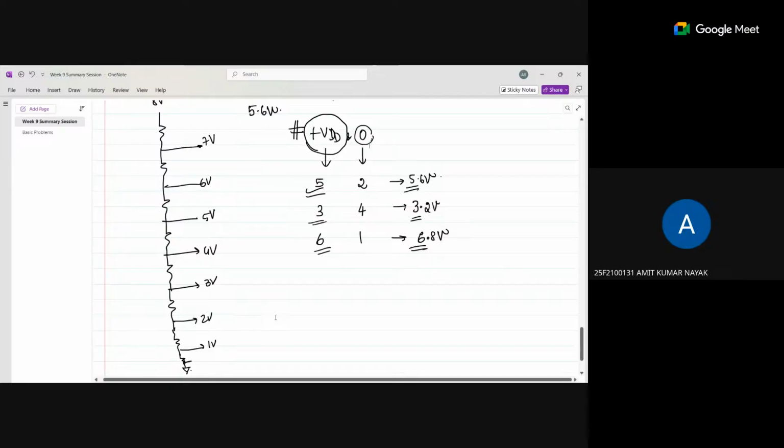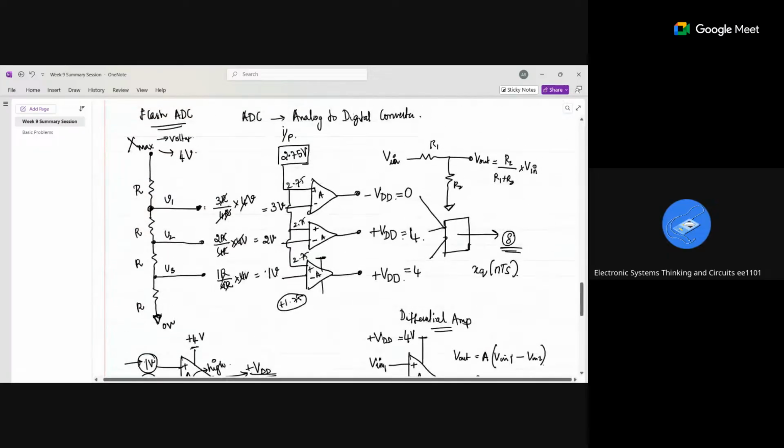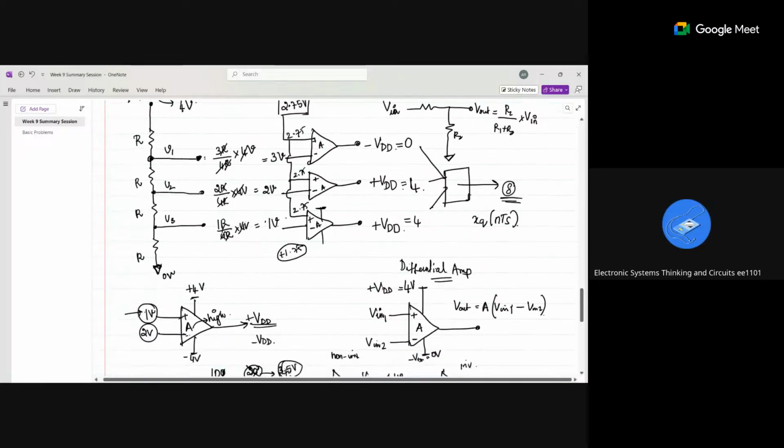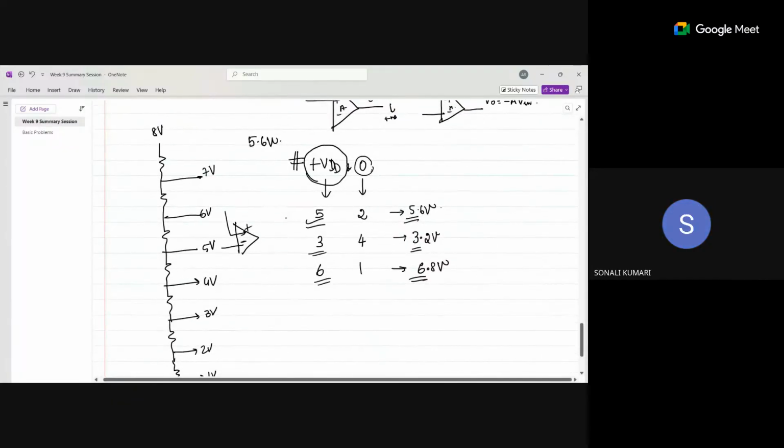Ma'am, if we subtract 5 minus 5.6, it gets negative. So the plus VDD is 4 and 0 is 3. I'm actually feeding this 5 volts to the negative terminal, right? 5.6 will be fed to the positive terminal, so 5.6 minus 5. That's how we did here, right? See, the input is fed to the positive terminal and this voltage divider circuit is fed to the negative terminal. Is it clear?